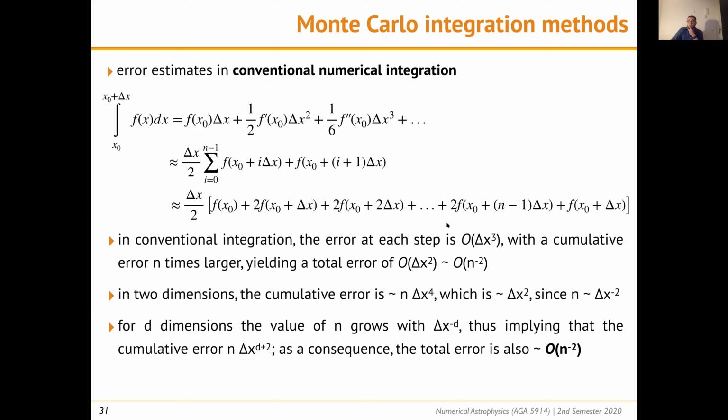So what we can say is that the error is of the order of delta x squared, which is of the order of n to the minus 2, where n is the number of steps that we have there, or the number of samples in the case of Monte Carlo. Okay, this O, it's not just an O for order.